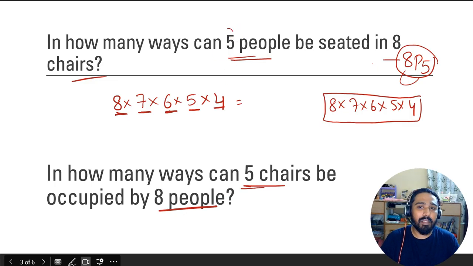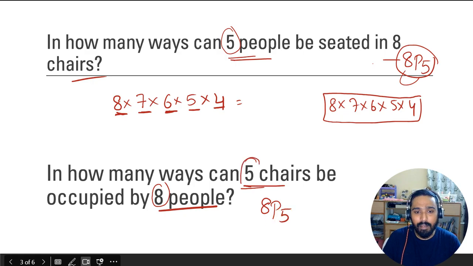Sometimes the people can be less and chairs can be more, or sometimes chairs can be less and people can be more. But then there is no difference in the answer at all. आपको कुछ भी नहीं करना है. Whichever is the bigger number here, take that one, and P and 5.